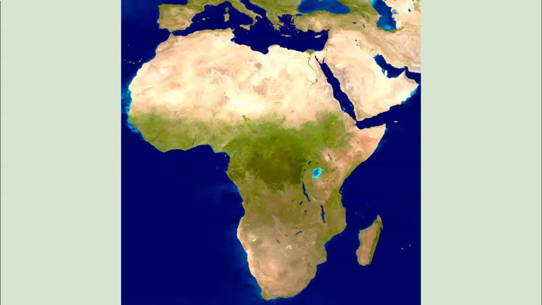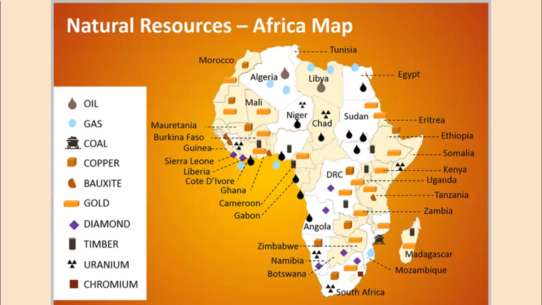There's a map of Africa, a huge continent. Here is a map with a bunch of Africa's natural resources. So you can see why, one reason why the Europeans wanted land in Africa and the resources that came with it.